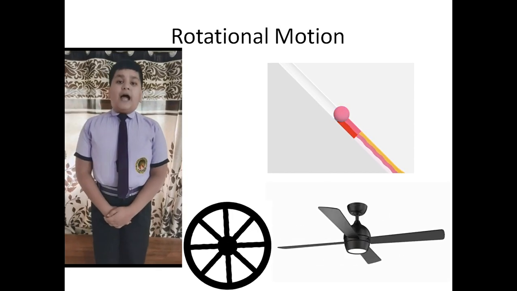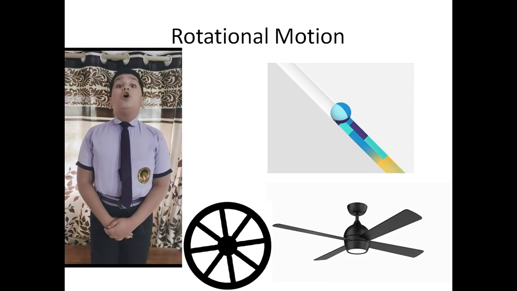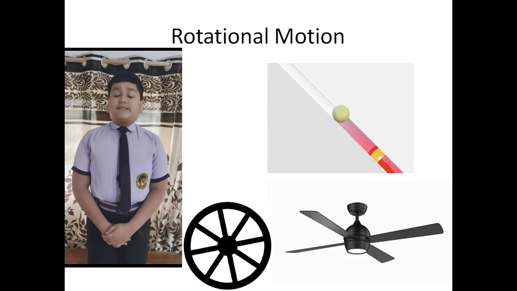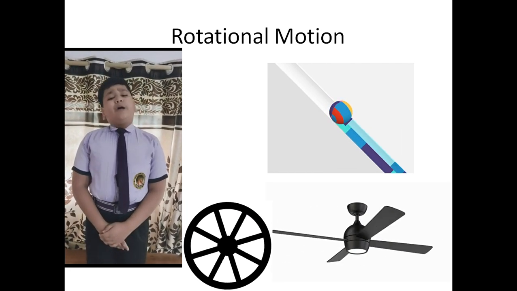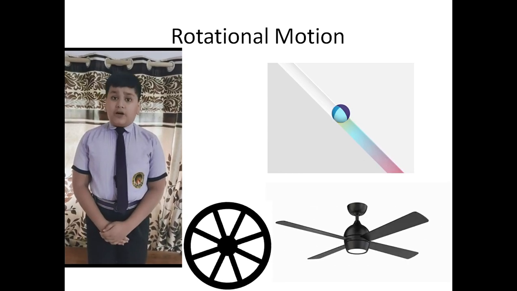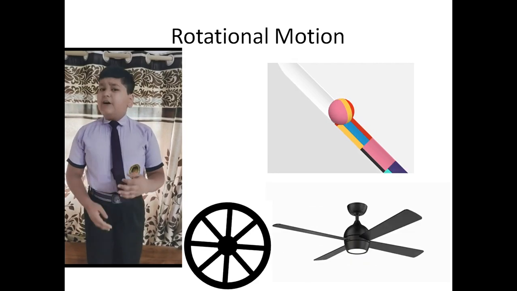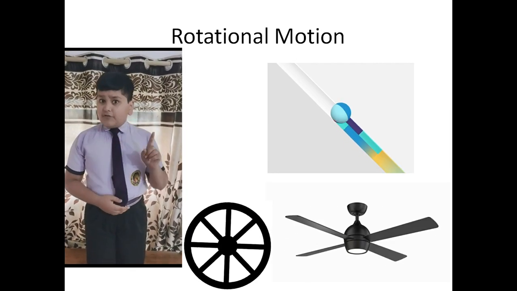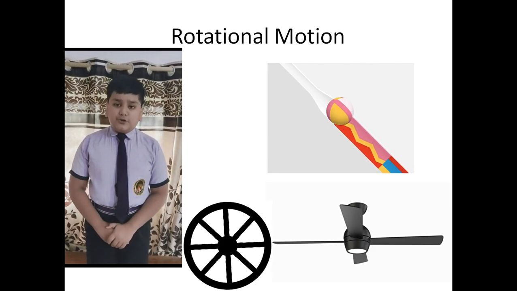Hello everyone, I'll tell about rotational motion. When an object turns or spins on its fixed axis, it is called rotational motion. Friends, have you ever seen a ball rolling on the ground or a moving wheel? Friends, have you ever noticed the moving blades of a fan? These are all examples of rotational motion.